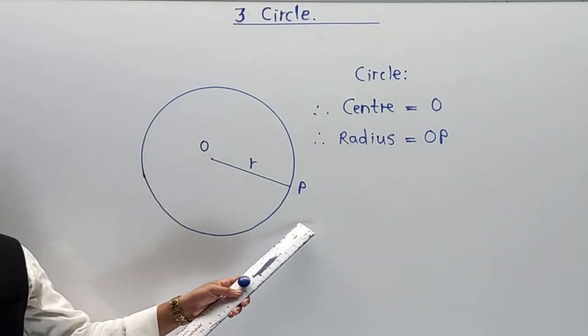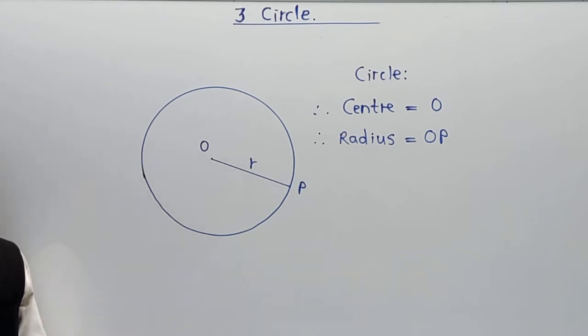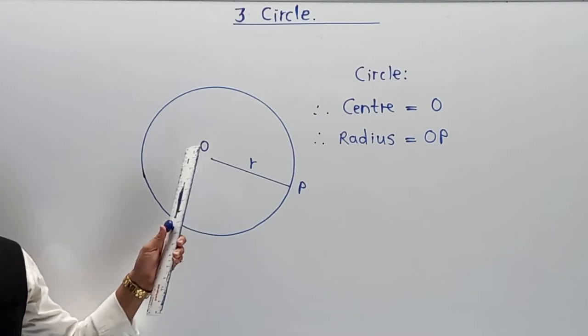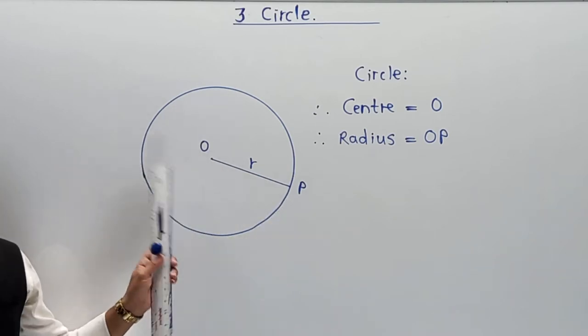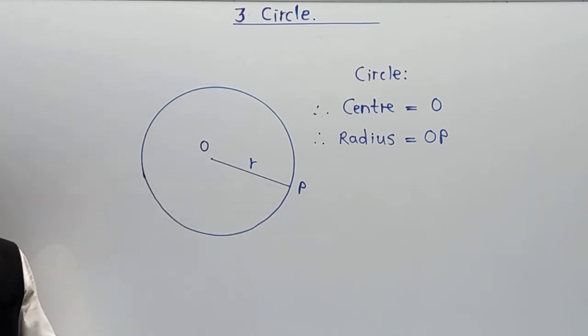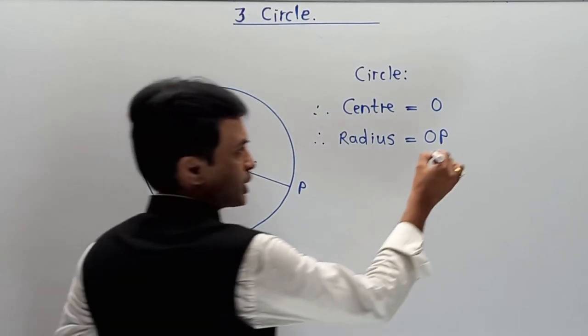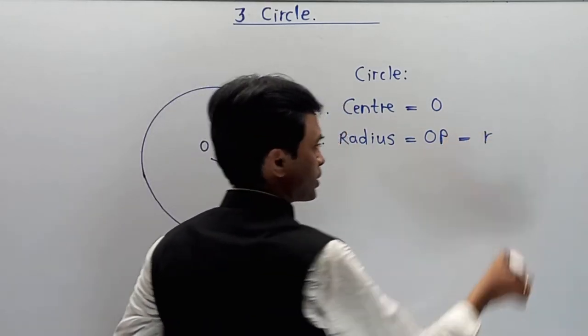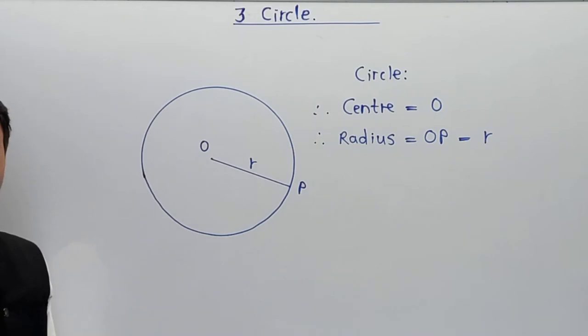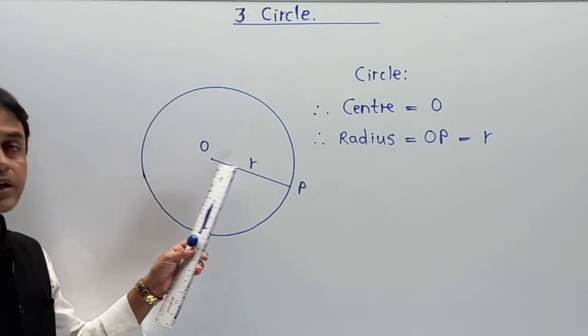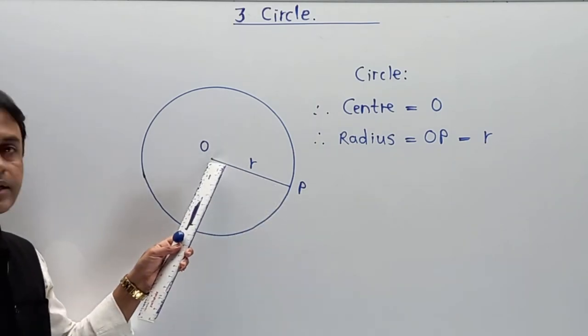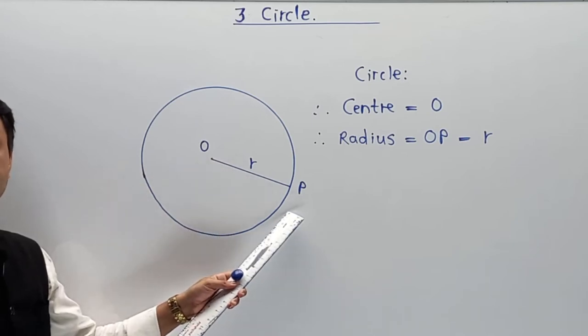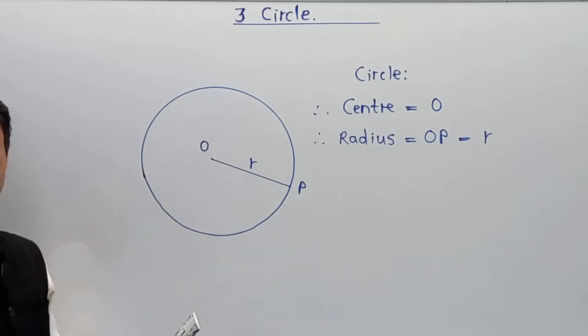Symbolically, radius is always indicated by R, and generally we indicate it by small r. It depends upon the numerical. If there is one circle, generally we indicate small r. If there are two circles, then capital R, small r, depending upon your structure. So radius, that is OP, R over here. Now the next concept: what is meant by radius? A line joining the center of a circle and any point on the circumference of the circle is called a radius.